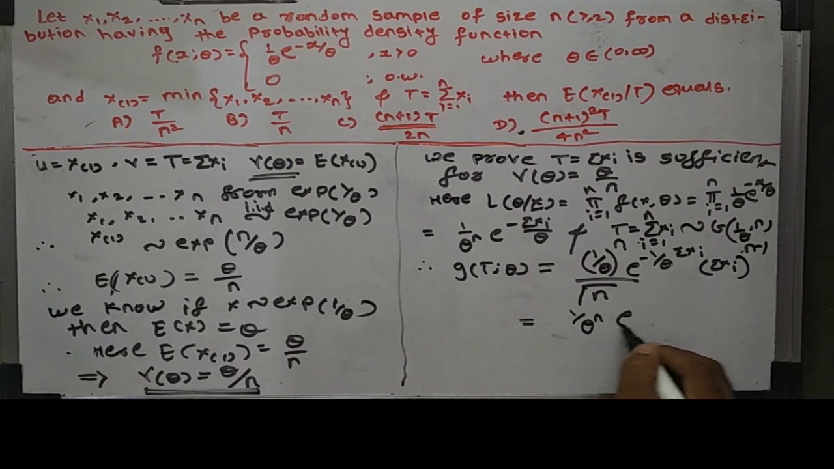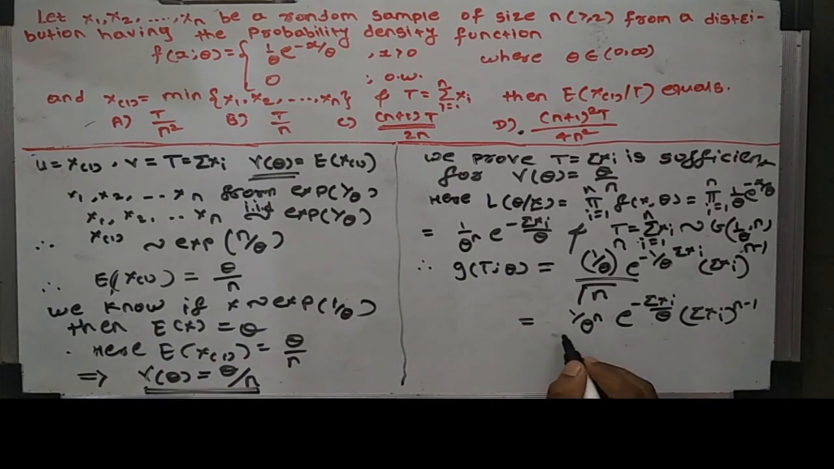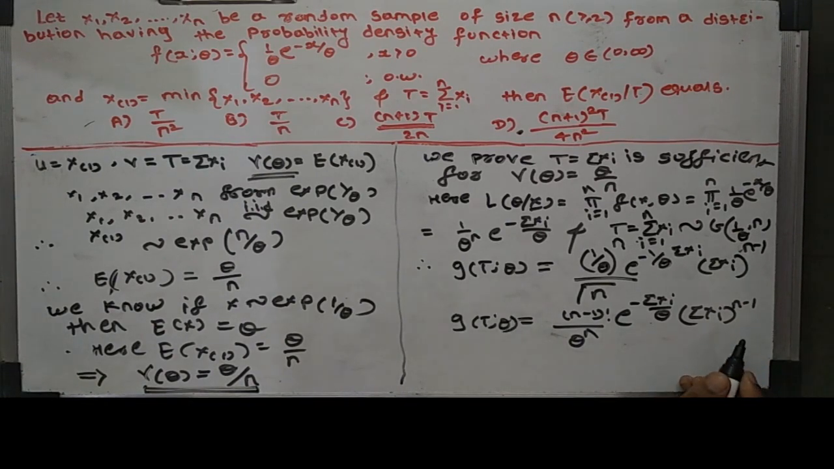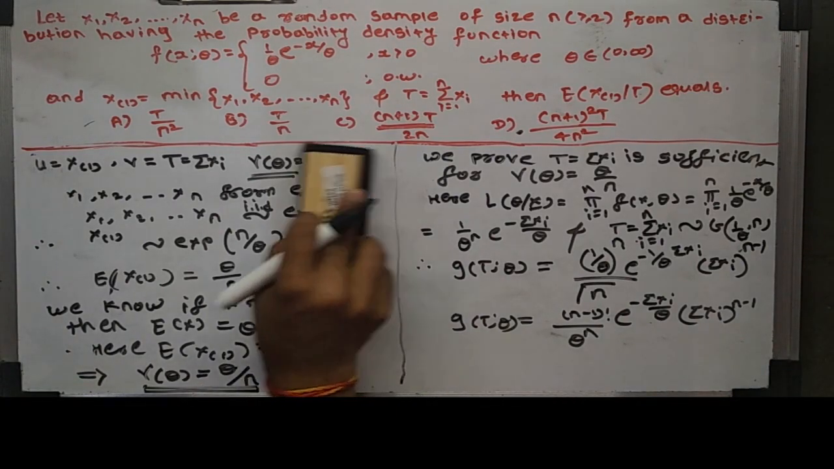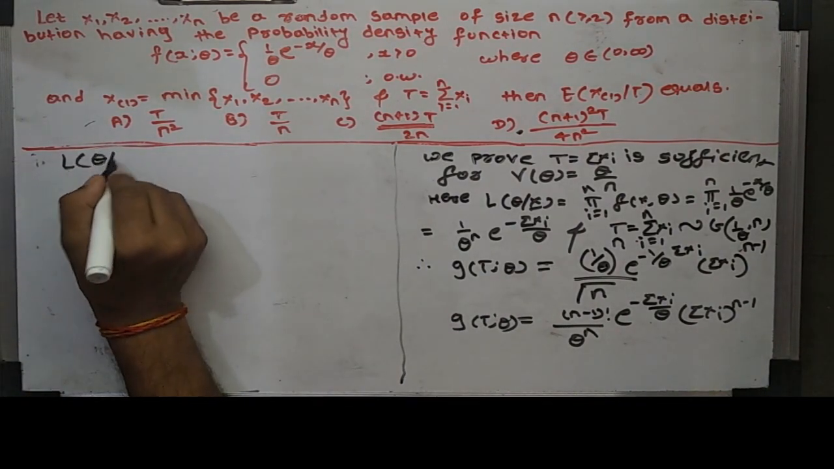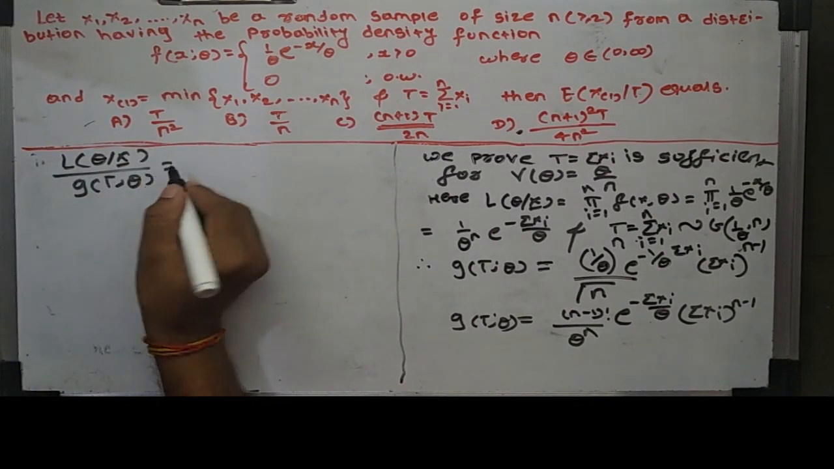that is equal to 1 upon theta raised to n e raised to minus summation xi upon theta into summation of xi raised to n minus 1 upon gamma n, where gamma n is equal to n minus 1 factorial. This is going to the numerator, therefore g of t comma theta is equal to this. We can show that the ratio of these two densities, likelihood of theta given x vector and g of t comma theta, is free from theta.